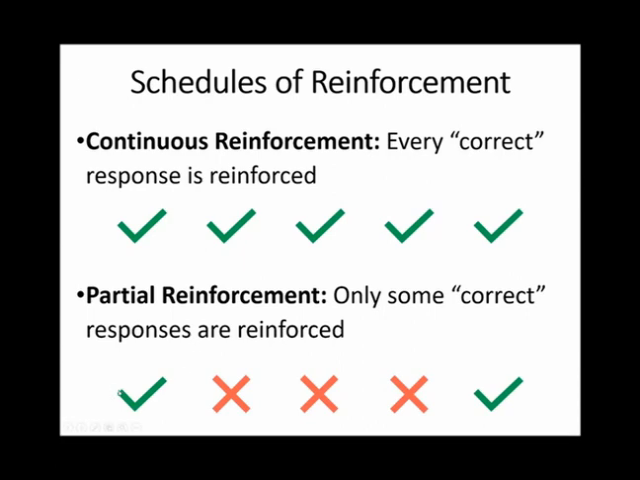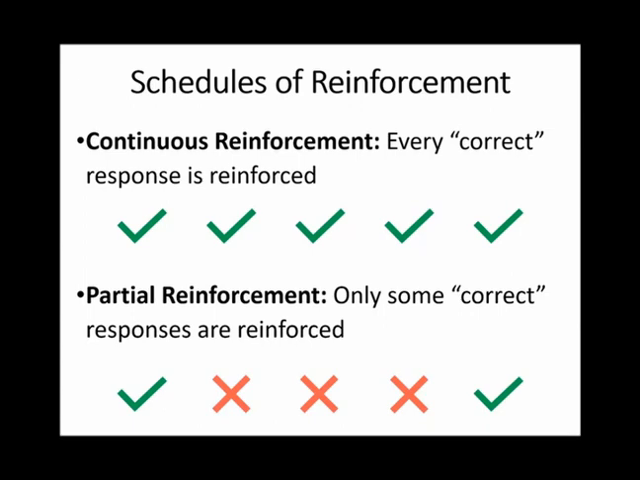So maybe the first time the rat presses the lever, he's going to get some food, but the second and the third and the fourth time he presses the lever, he's not going to get any food. But after some time goes on, he pushes the lever again and he gets food again. So the behavior of pushing the lever is still being reinforced. It's just not being reinforced on every single trial.